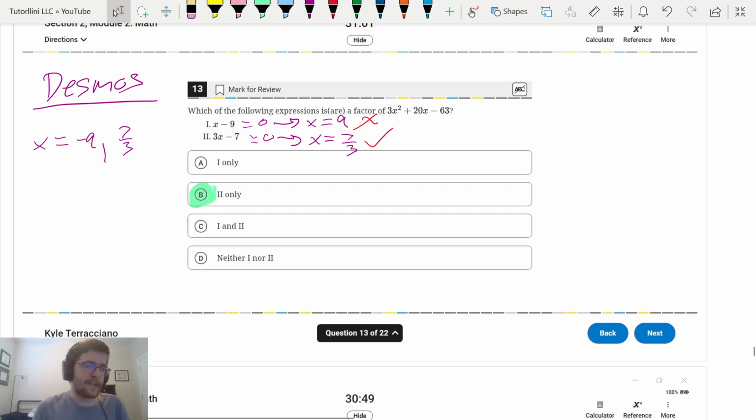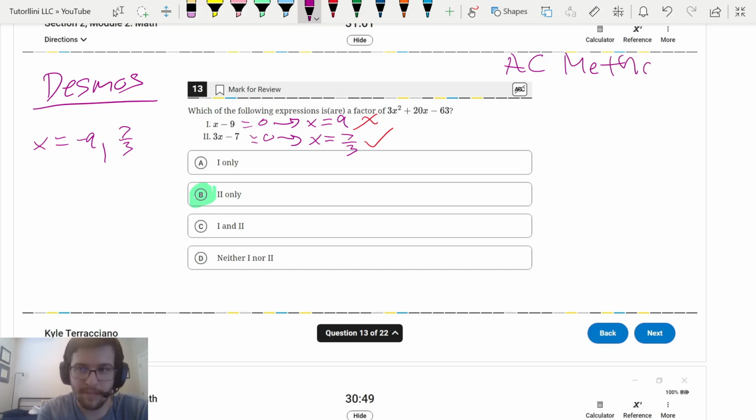I don't really teach the AC method because, as I just showed you, there are ways to answer pretty much every AC method question, either using the calculator or some other way. I'm going to go through it for this one just because it seems like that's what they want you to do. This is called the AC method. You can give this a Google, look it up on YouTube. So we've got a product of AC: 3 times -63, which is -189. And we want two numbers that sum to B, which is 20.